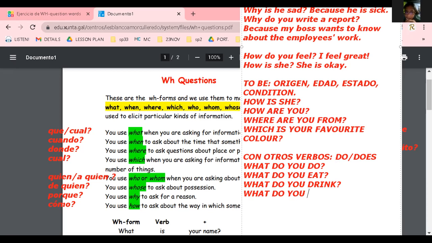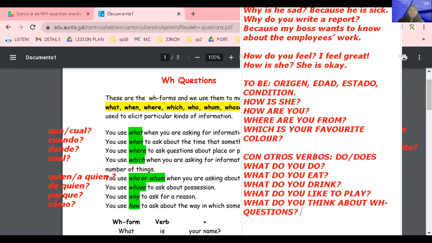¿Qué tomas? ¿Qué comes? ¿Qué haces? What do you play? Let's say, what do you like to play? ¿Qué te gusta jugar? What do you think about double H questions? ¿Cómo nos quedaría ahí? El verbo pensar.